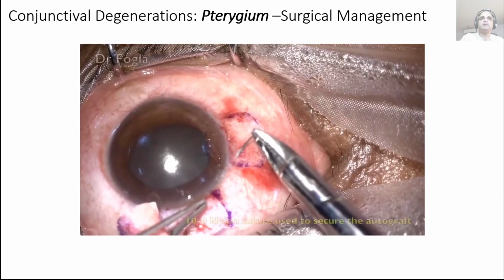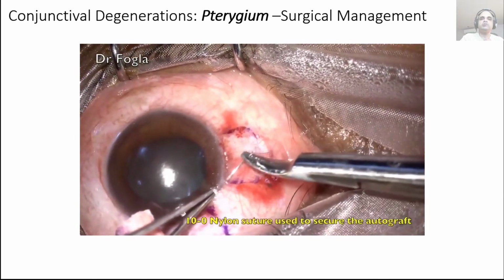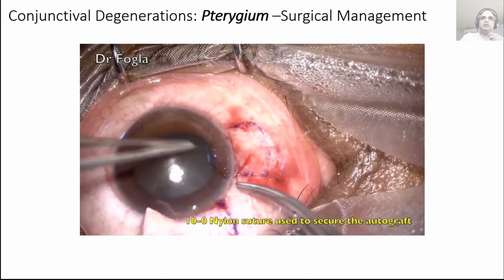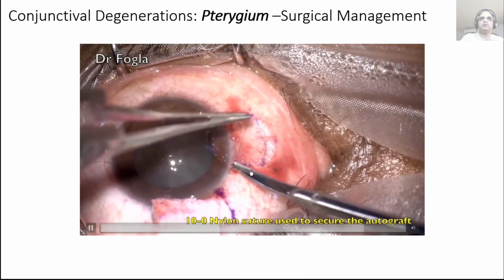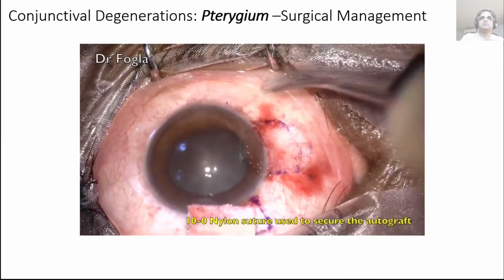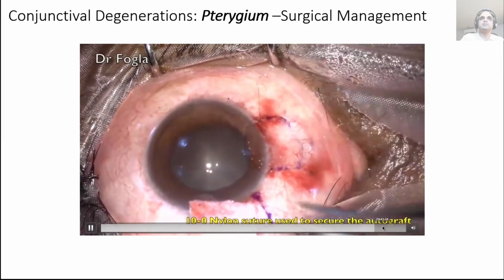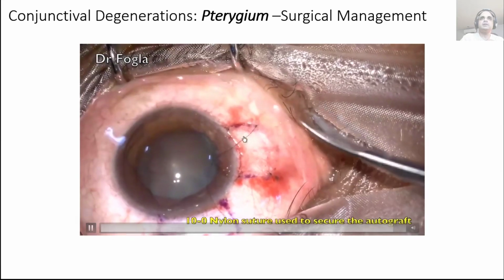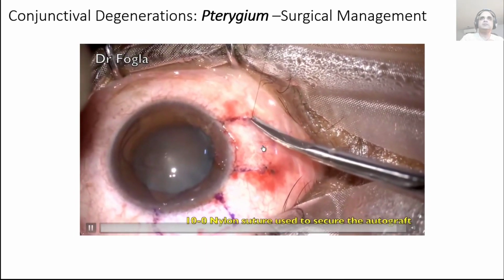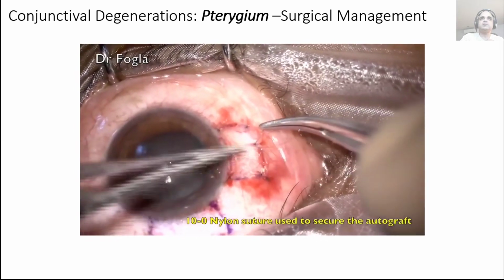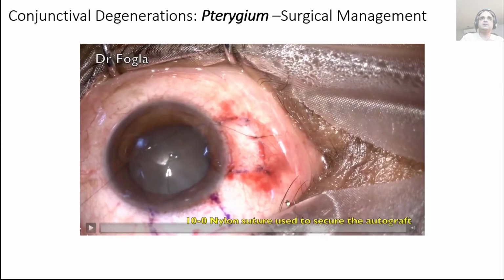So once it's properly spread out, we can use 10-0 nylon suture. This is the same suture that was used in cataract surgery to close the corneal incision more properly. I'm just going to make it move a little faster, and that's near the end result. So it's stitched on all sides, and this is how an autograft is done for pterygium.